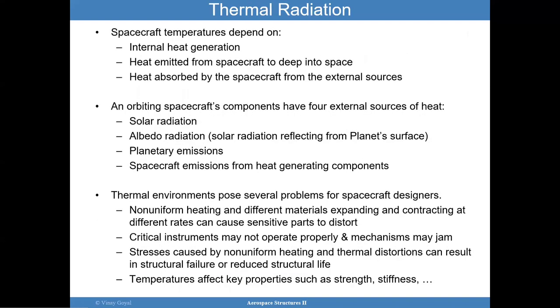Thermal radiation is another area that's important to consider. Spacecraft temperatures depend on internal heat generation. The heat is emitted from the spacecraft to deep space. The heat is absorbed by the spacecraft from external sources. So these are situations that are important to consider. An orbiting spacecraft's components have four external sources of heat: solar radiation, radiation from other planet surfaces, planetary emissions, and spacecraft emissions from heat-generating components.